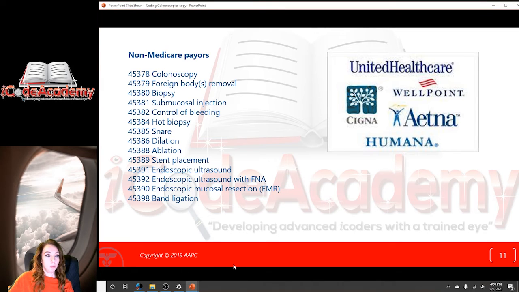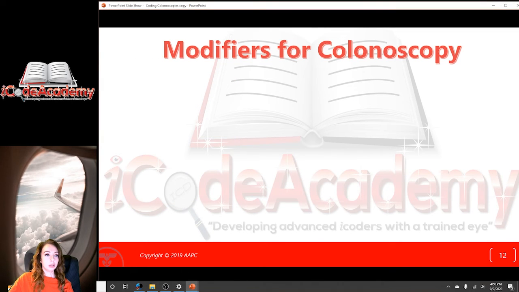All right, let's talk about modifiers that we may be utilizing when coding for colonoscopies. The first one is going to be our PT modifier. PT modifier indicates a colonoscopy was scheduled as a screening, but was converted to a diagnostic or therapeutic procedure. Next one is going to be 33. 33 should be appended to preventative services when the primary purpose of the service is the delivery of evidence-based services.